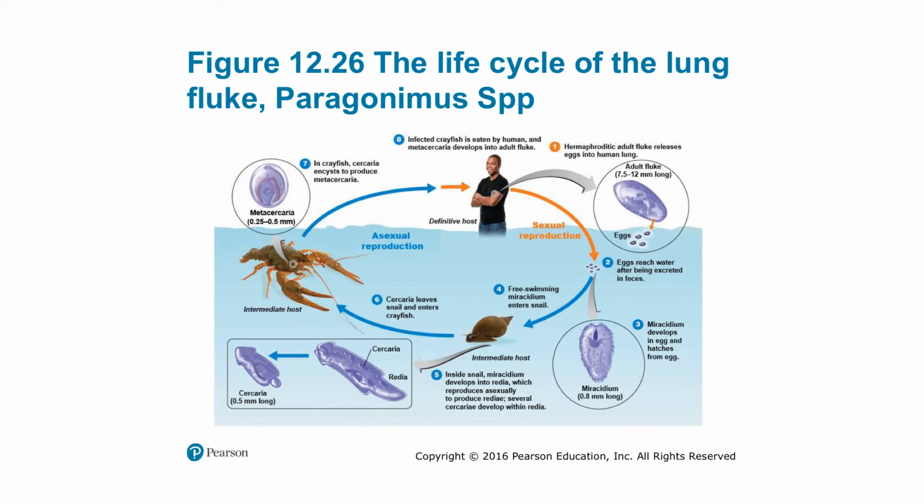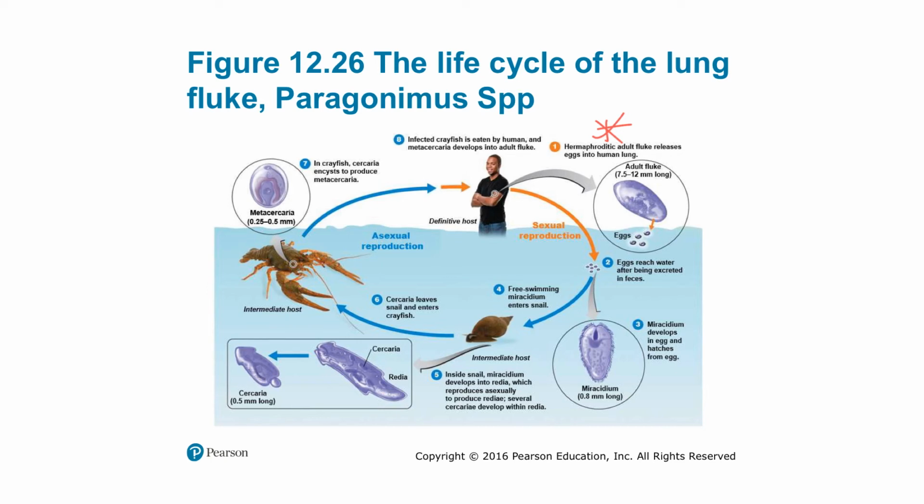So here, this is the life cycle of the lung fluke, the paragonimus, any species of that. And so the hermaphroditic adult fluke releases the eggs into the human lung. The eggs reach the water after being excreted in the feces, and the miracidium develops in the egg and hatches from the egg. Then the free-swimming miracidium enters a snail, which is the intermediate host, and inside the snail, the miracidium develops into rediae, which reproduce asexually to produce new rediae.